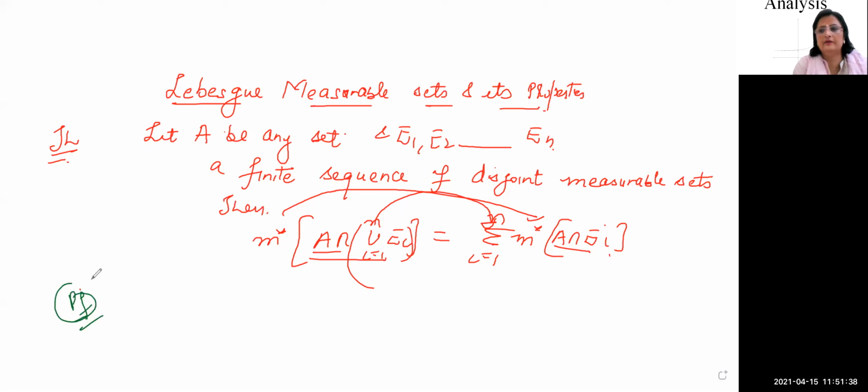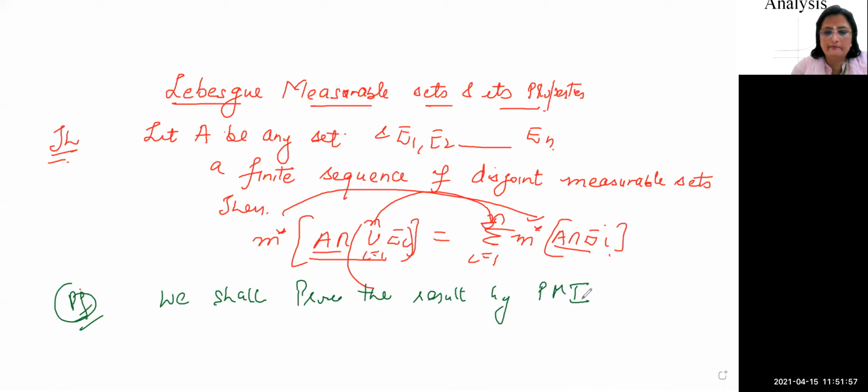So from where will we start? Where i is running from 1 to n, it means we will apply mathematical induction. We shall prove the result by the principle of mathematical induction on n, right?